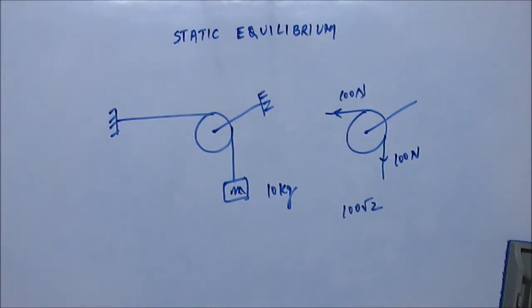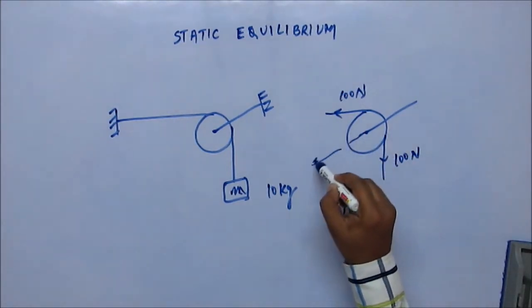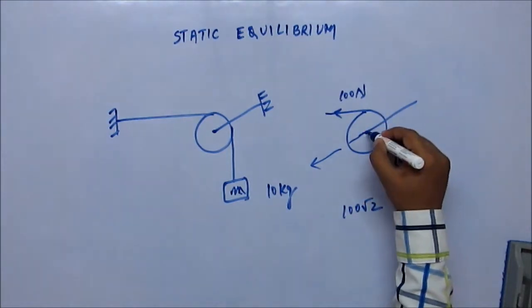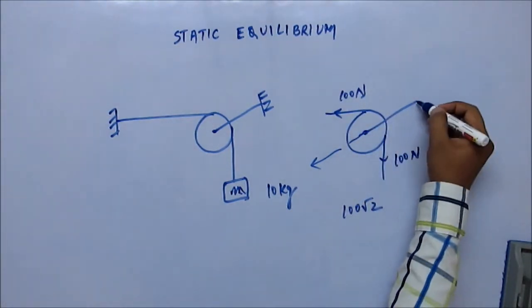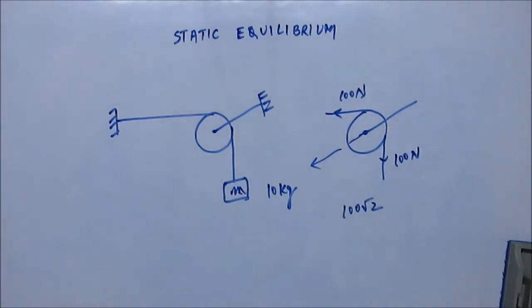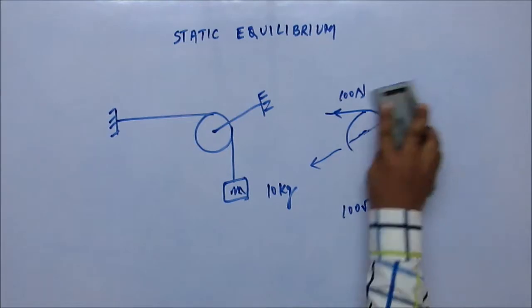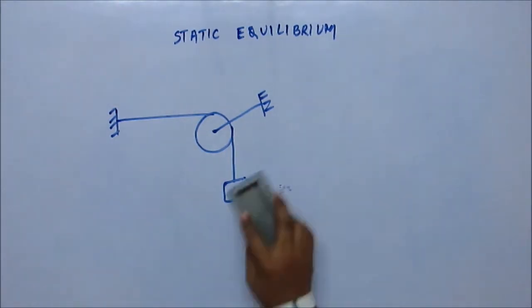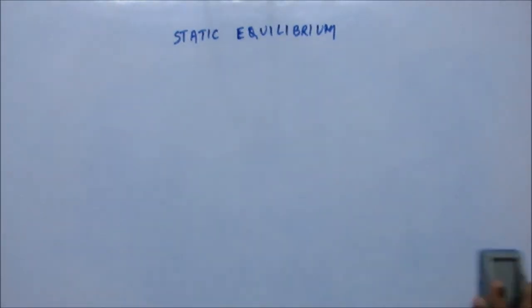And how does it stay in equilibrium? The net force will be 100 root 2 in this direction, and the rod will be pulling on the other side. So 100 root 2 of force will also be applied by the rod to keep the whole pulley system in equilibrium. Nevertheless, the force which the string is applying is 100 root 2 and not 100. Vector summation. Okay?